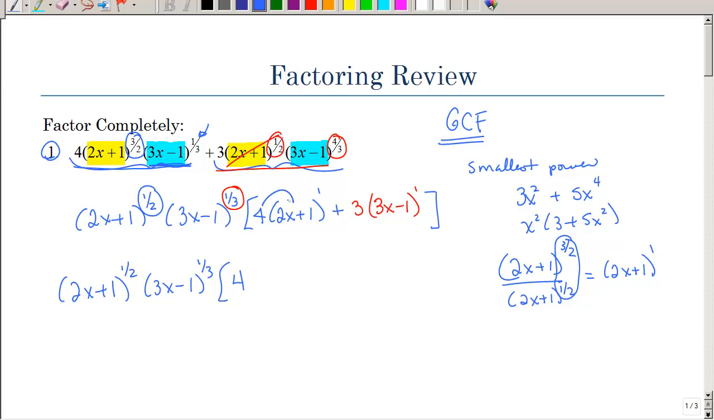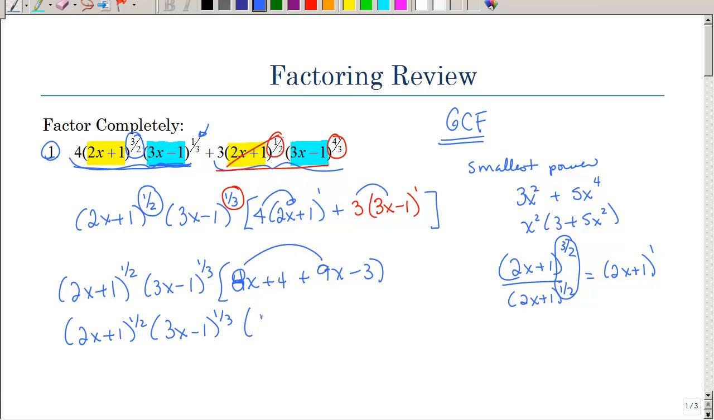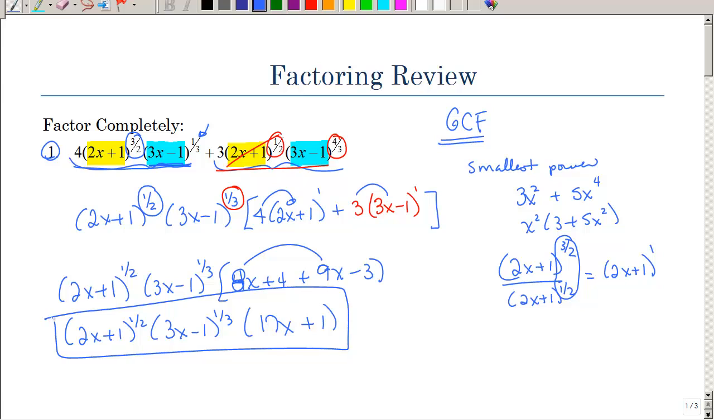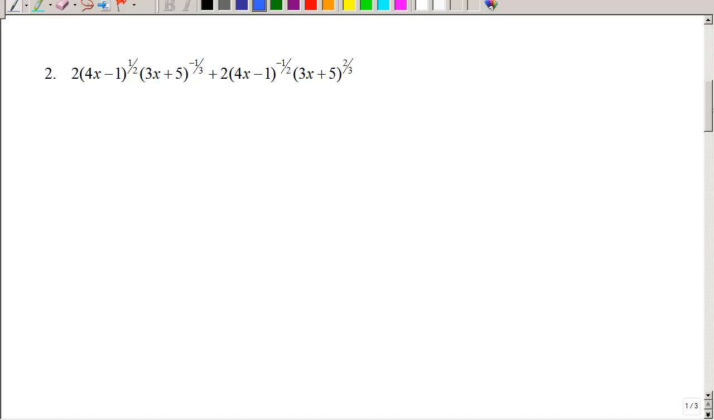But let's see, I think we can go ahead and multiply that out. So let's make that an 8x plus 4 plus 9x minus 3. And then let's collect like terms. Let's see, that's going to be 17x plus 1. And we have now factored that completely. Let's look at the second one.